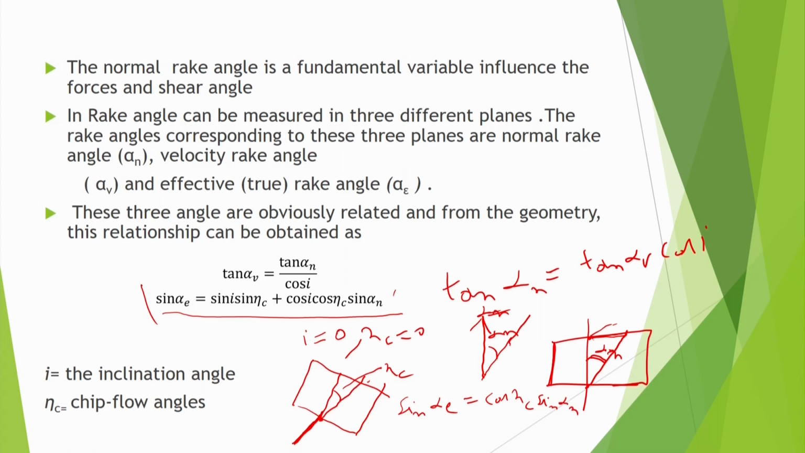That means I am going to get this type of relation. Why? So can you derive this first? Before moving to the complicated relation, first you can derive this one. And if we talk about cos eta c here, then cos eta c is basically this line divided by this, and this was sin alpha n.